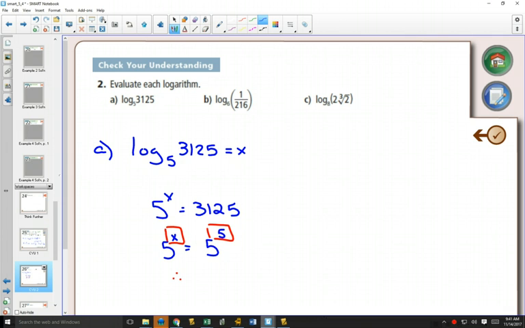Therefore, x has to equal 5. So we can use our same techniques that we learned earlier.